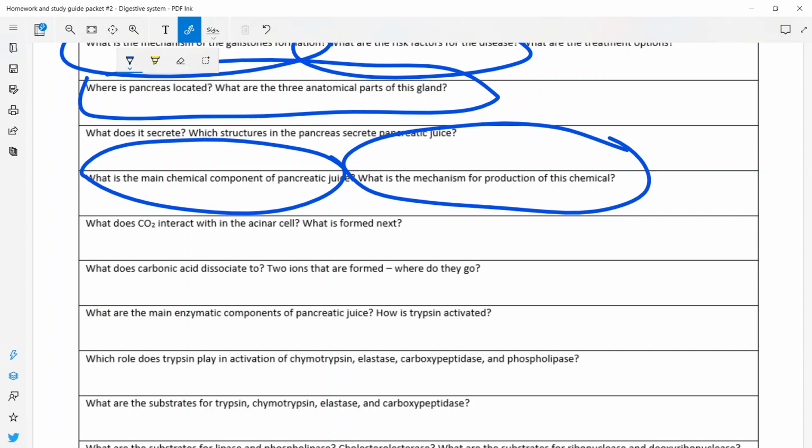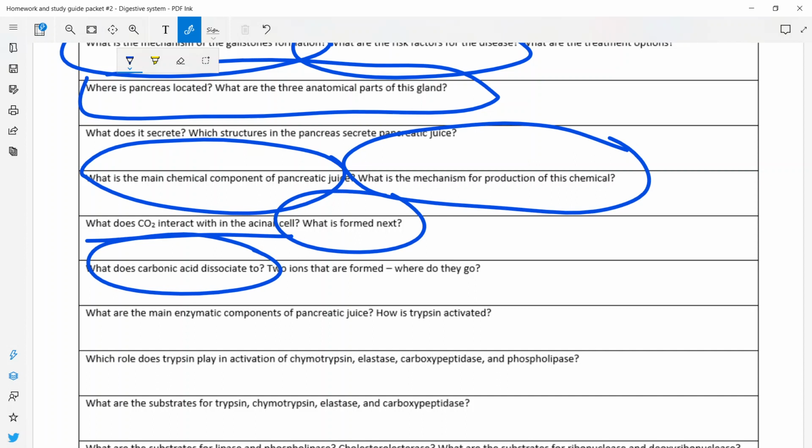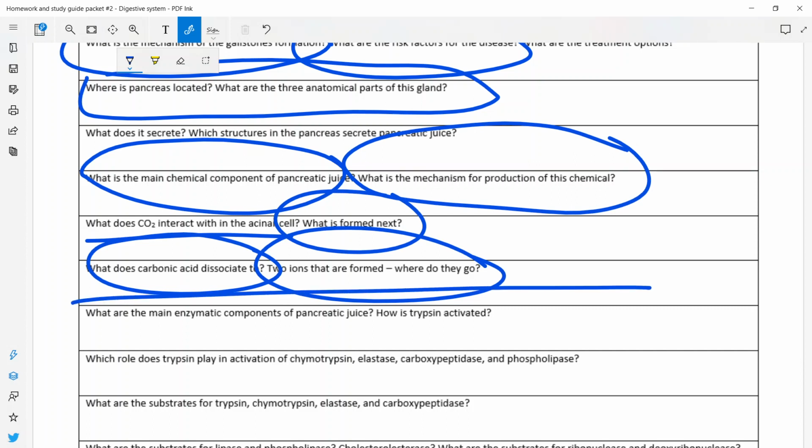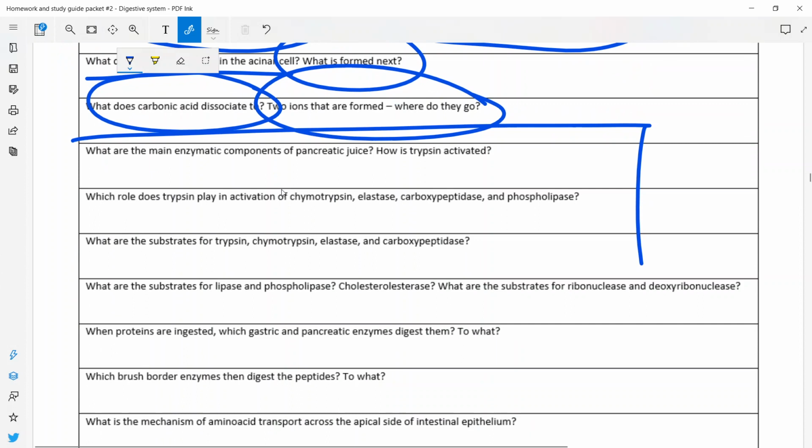So CO2 interacts with water. It forms carbonic acid. Carbonic acid dissociates into hydrogen and bicarbonate. Bicarbonate is pumped into pancreatic ducts. Hydrogen is absorbed in the water. Main enzymatic components. So here are the enzymes, which I'm not going to go over. You need to know the substrates and the products here.